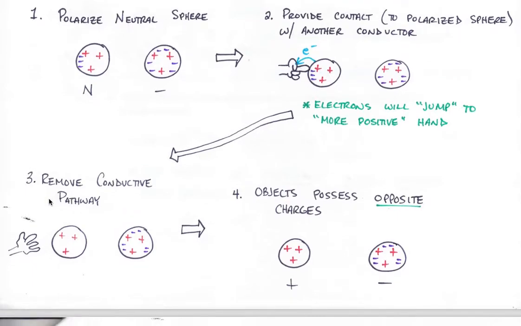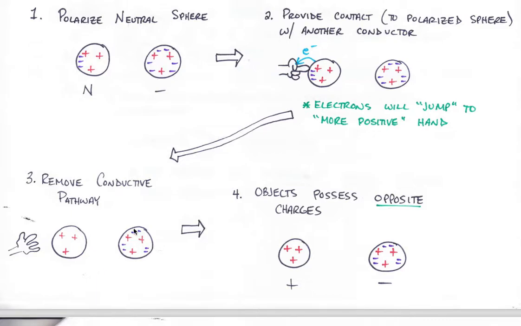The third step is to remove that conductive pathway. So take the hand away, take the wire, the other sphere, whatever you like. Take that away. Once that contact is broken, electrons cannot transfer back and forth. Now, in this case, I've drawn this sphere with no electrons. Just be aware that that's impossible. There will still be some electrons on here. You won't lose all of them, but you will lose enough for the object to become positive. But I'm drawing these diagrams a little bit simplistically to get my point across.